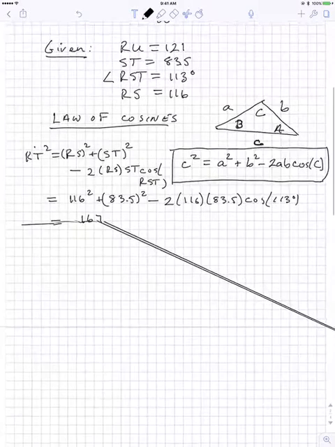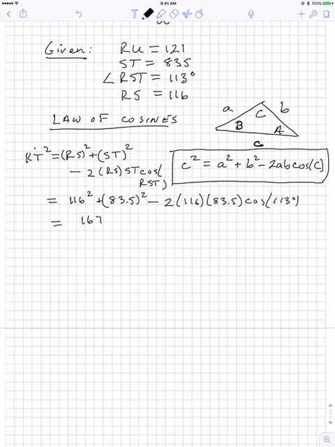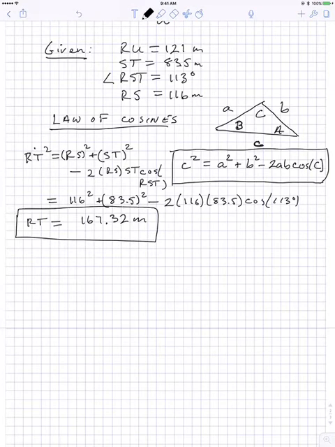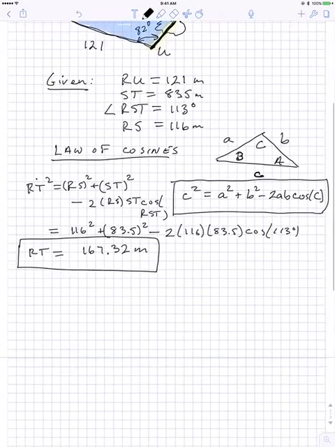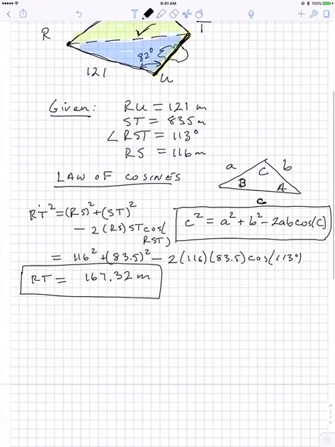What happened there? 167.32. Right, everything's been in meters, so this continues to be meters. That's taking the root at the end to get the value of RT. Okay, so I put a box around that, but that's an intermediate step.